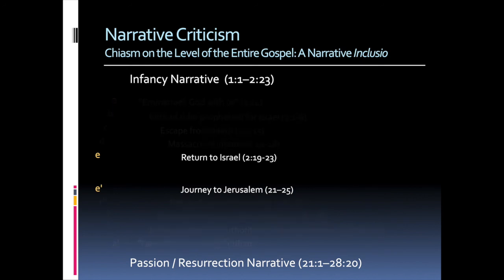And I'm going to start at the middle, which is really the end of Matthew's infancy narrative and the beginning of the passion narrative. So we have the return to Israel from Egypt, right, to the place of danger rather than the place of safety, and of course the journey to Jerusalem in the passion narrative, which will end in Jesus' death, which sort of fulfills what is being telegraphed in the infancy story, that danger awaits Jesus in Israel.